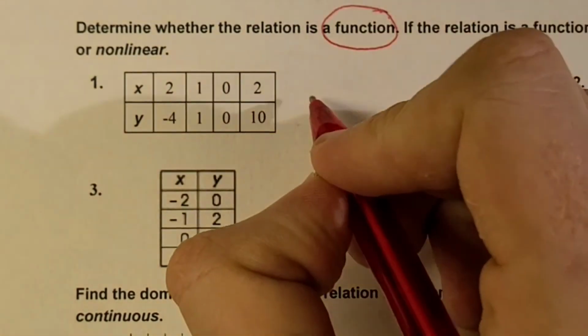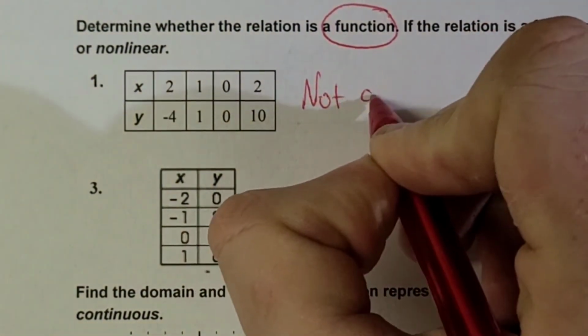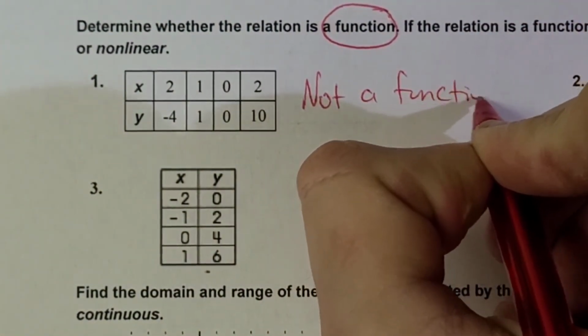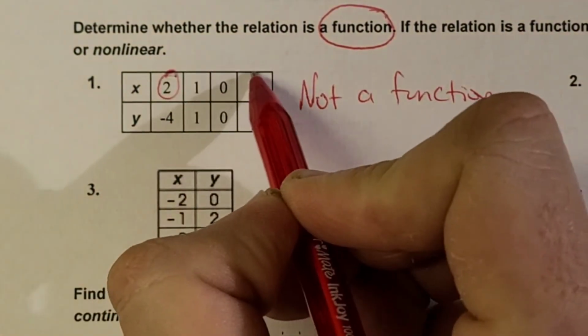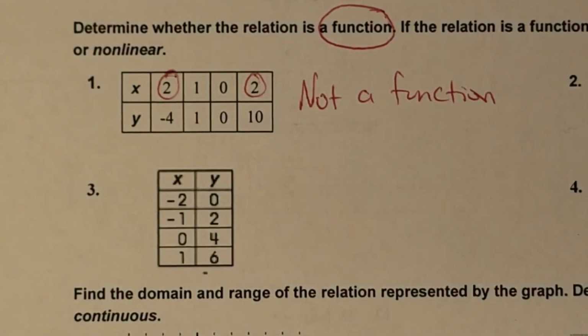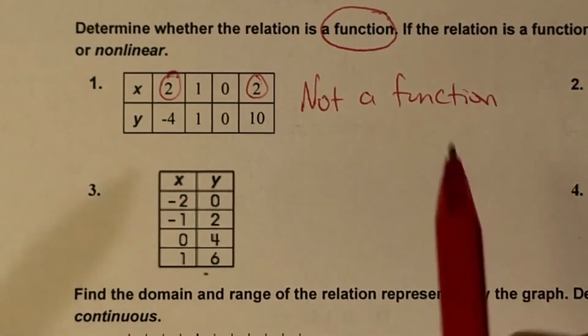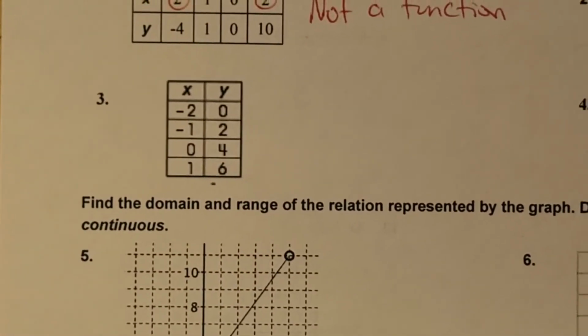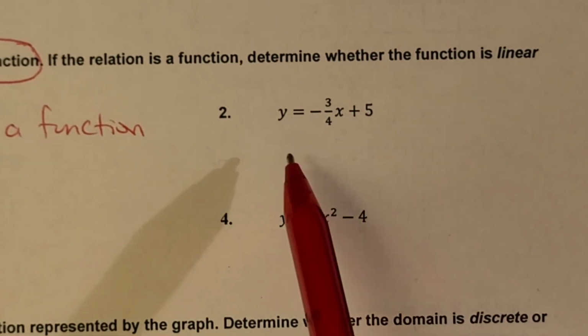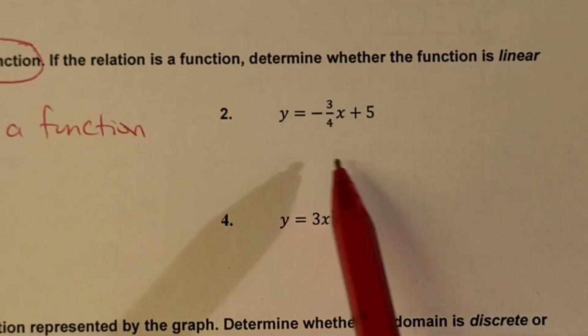For this one, you should have said not a function. Going all the way back to your 3.1 stuff, you've got one input here going to two different outputs. As in our vending machine analogy, that's like one button that gives me two different things on a vending machine, not functional. For number 2, over here, you should have looked at that and said, yes, that's a function.